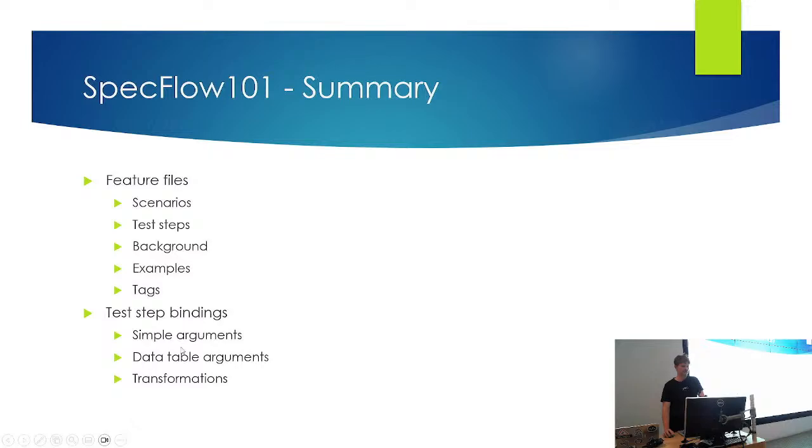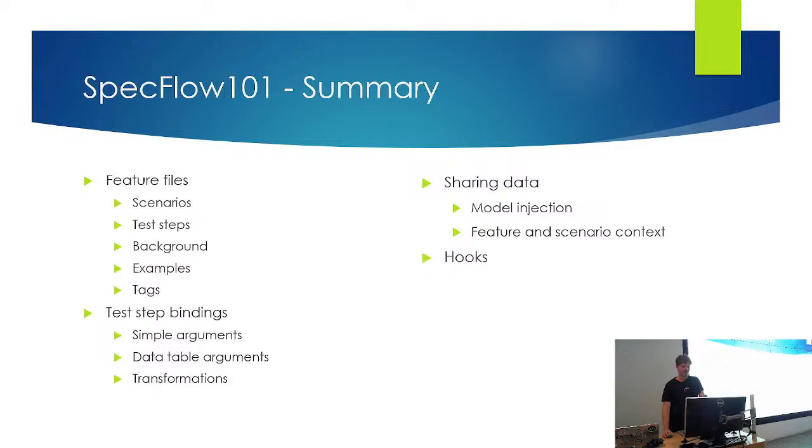We talked about how we can pass in simple arguments, and data table arguments if we want to have a more complex setup. And we also talked about how we can create our own custom transformations. With sharing data, we talked about a couple of common ways we can share data, using just injecting any class or any model, and also using a feature or scenario context. And we also talked about hooks, where we have those different levels of hooks that get called automatically.